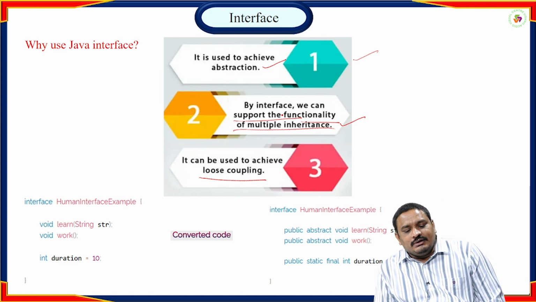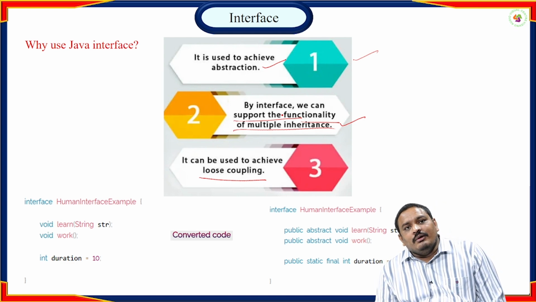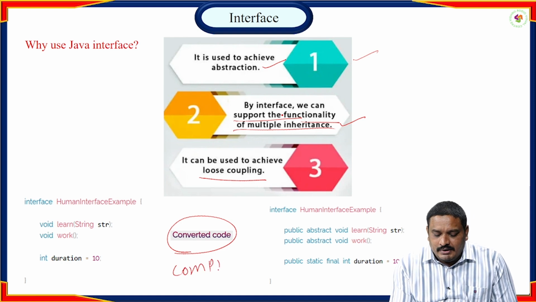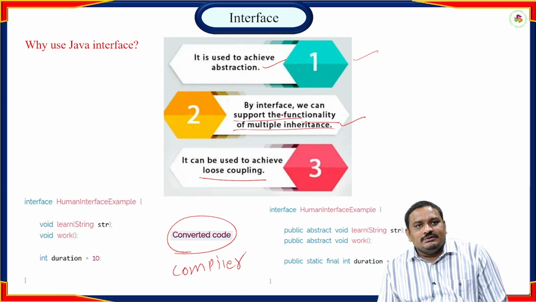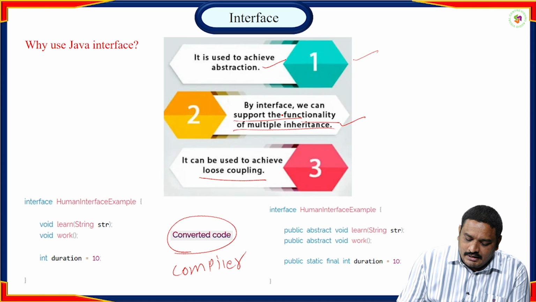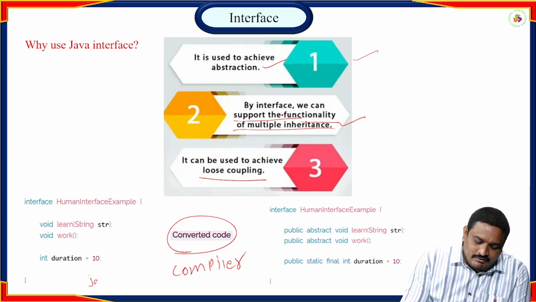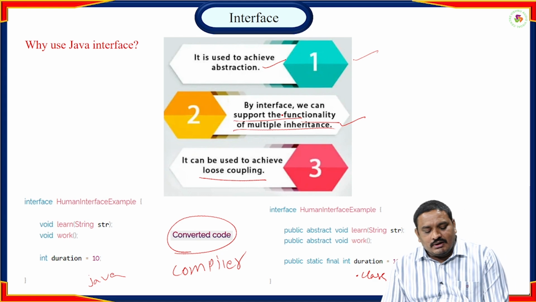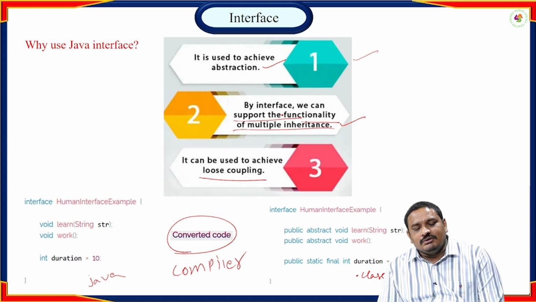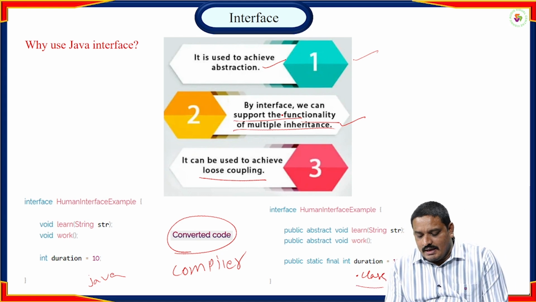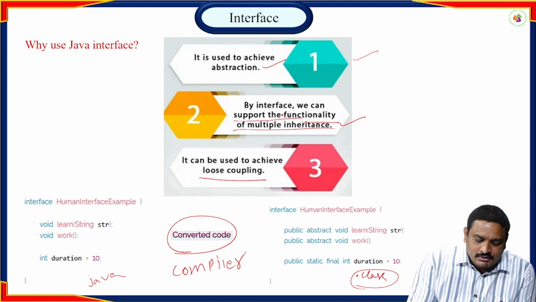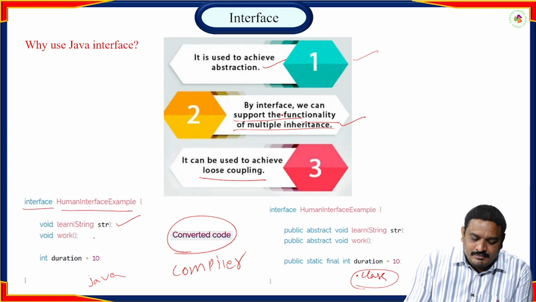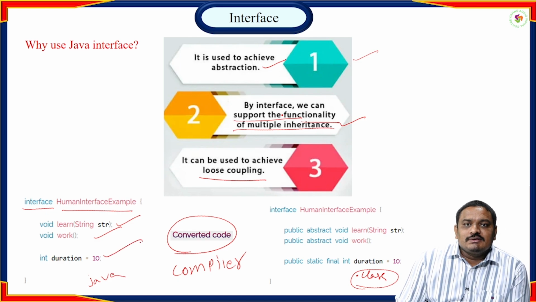Normally the interface is just like a mediator, and the mediator is a compiler. The compiler converts the Java file to a class file. At that time, with the interface keyword and the interface name, we declare some methods and variables.